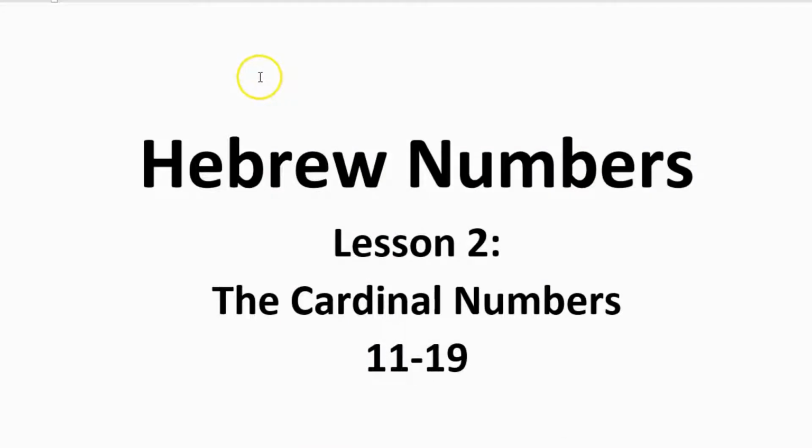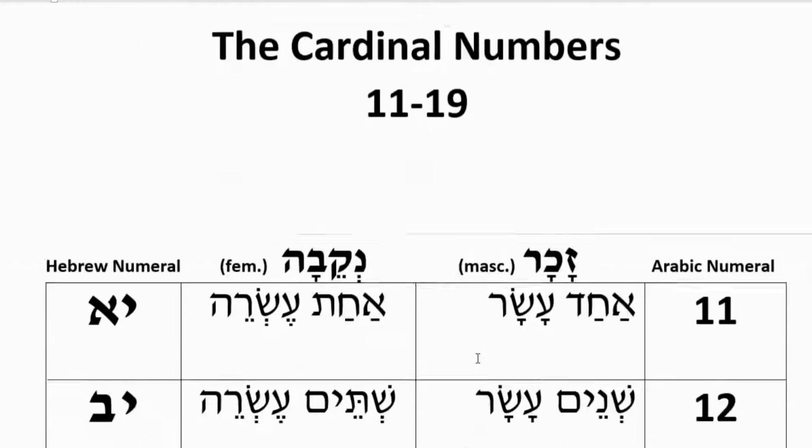Hello, Shalom Aleichem. Welcome back for another lesson in Hebrew numbers. Lesson 2, the cardinal numbers 11 through 19. This is just a continuation of where we left off in lesson 1, which covered the numbers 1 through 10. So let us begin.